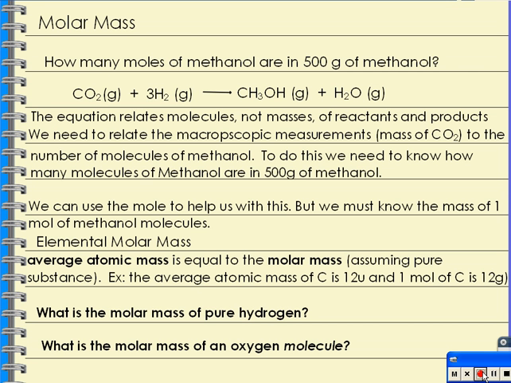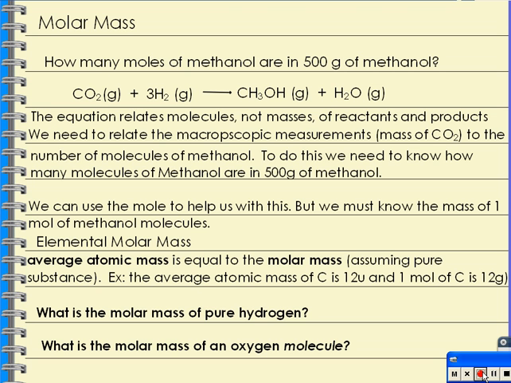To do this, we need to know how many molecules are in methanol, so let's break it down. We can use moles to help us with this, but we must know the mass of 1 mole of methanol molecules. That's the elemental molar mass, which is equal to the average atomic mass, and we get that from the periodic table.